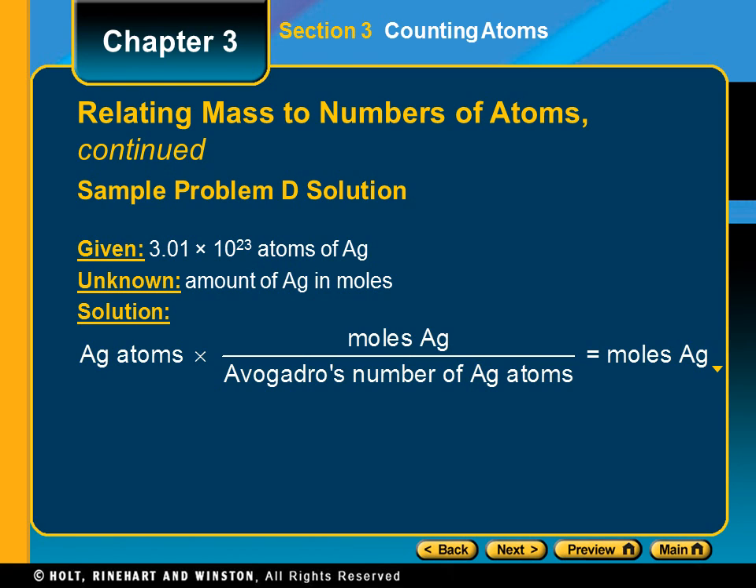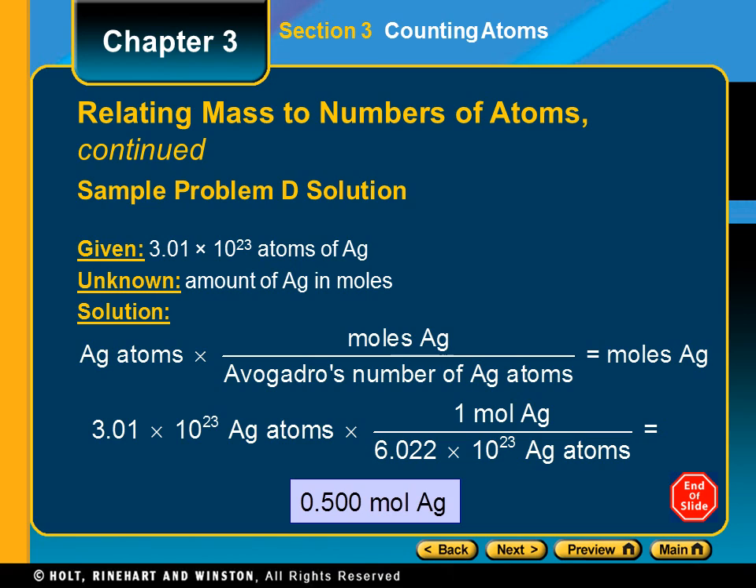Your silver atoms times your conversion factor is going to be moles of atoms over Avogadro's number of silver atoms equals moles of atoms. 3.01 times 10 to the 23 silver atoms, which is what you're given, times 1 mole of atoms over 6.022 times 10 to the 23 silver atoms, right? That's Avogadro's number. 1 mole of atoms will always be that number. When you do it, you can cross out silver atoms, and by doing the division you have 0.500 moles of silver.